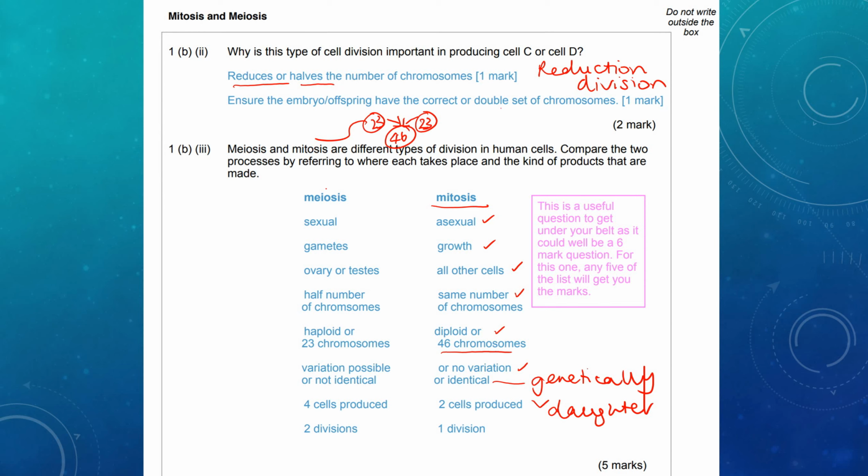Apologies. Meiosis, on the other hand, is to create the sex cells or gametes. It happens in the sex organs, so you can describe these as the ovaries or the testes. It halves the number of chromosomes, as we've described up here, to create haploid cells. Variation is possible. They are not identical, because of what we call crossing over. So you might remember seeing that in the animations on meiosis. There are 4 daughter cells produced, and this is because the cells divide 2 times, 2 divisions, okay?